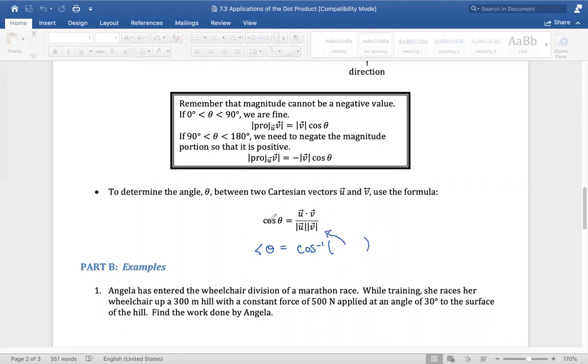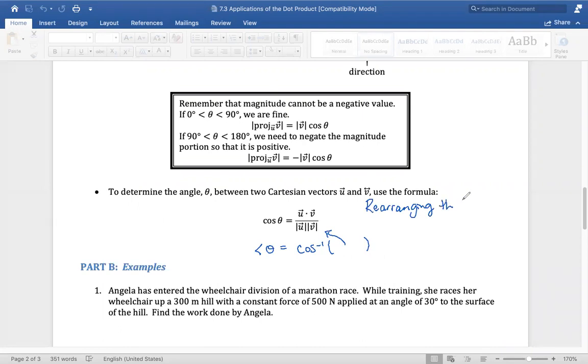You've got that step, you get down to cos theta equals a value, then you need to do the inverse of that to turn it into an angle, right? And where's this formula coming from? We're just rearranging the dot product formula from 7.2.